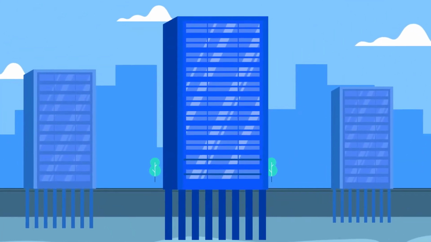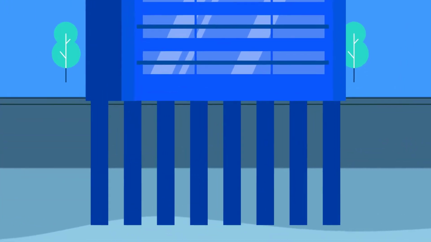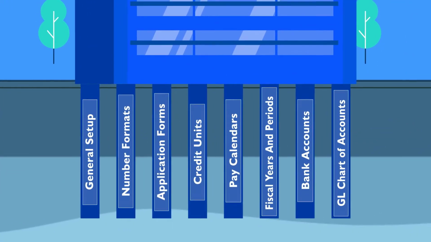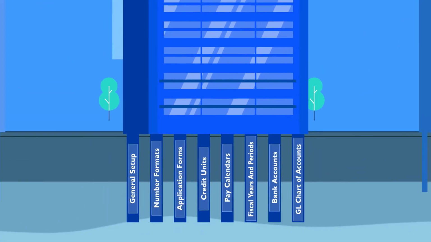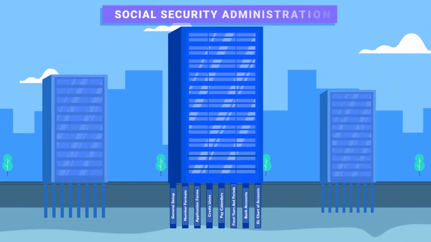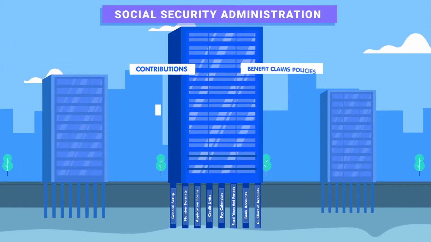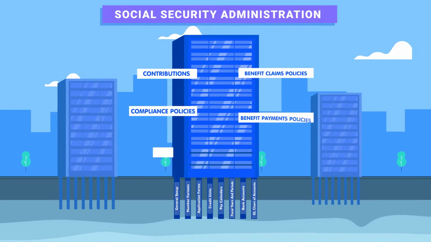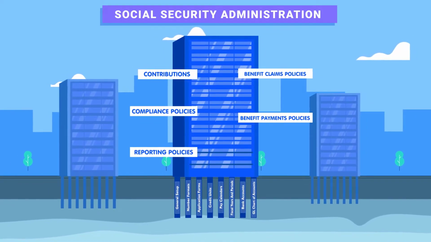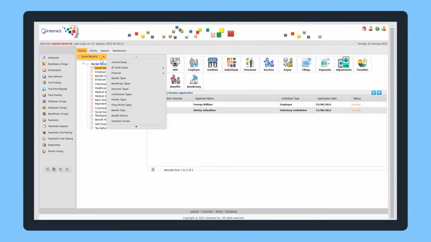Because Interact Ssas is a policy-driven and highly configurable application, you first create a foundation in the system. Using this, you then define the various policies which govern the operation of the different social security schemes in effect in a given country. Everything starts with the general setup.